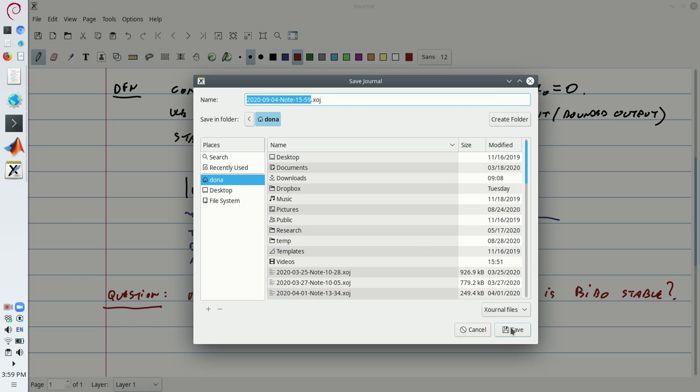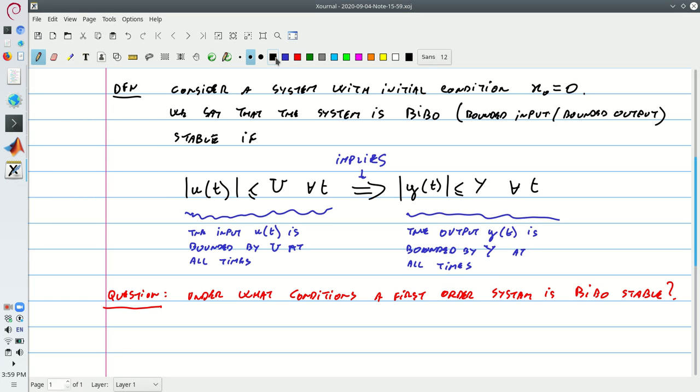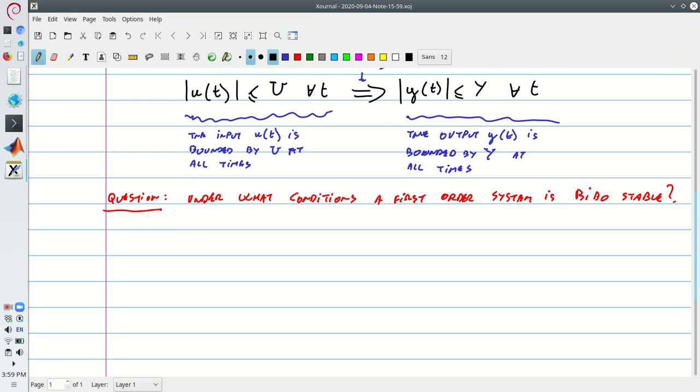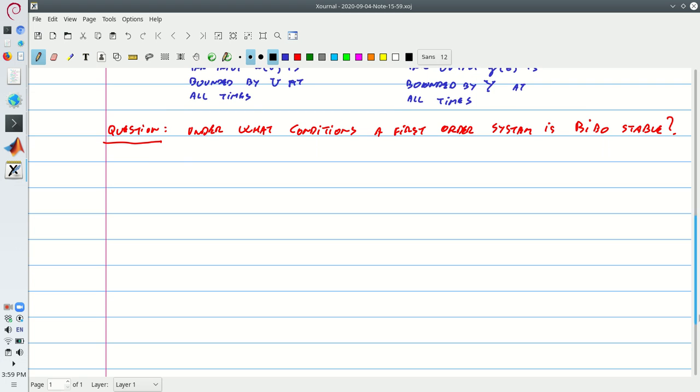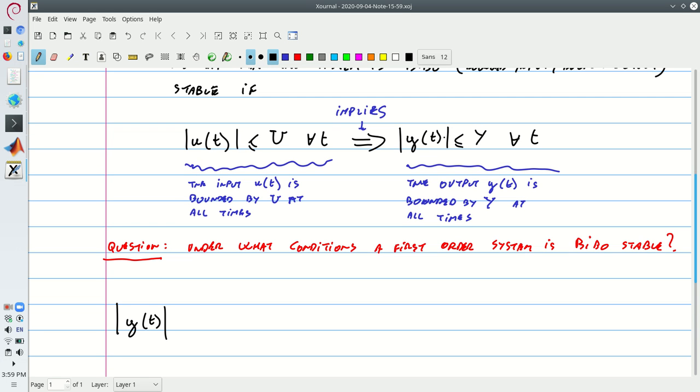This is the question that we'd like to ask. So in order to answer this, we just apply the formula that we have seen for y of t. For y of t, we consider its absolute value, or its norm, and we try to see under what conditions on the parameters a, b, c, and d, if we give a bounded input, we obtain a bounded output.